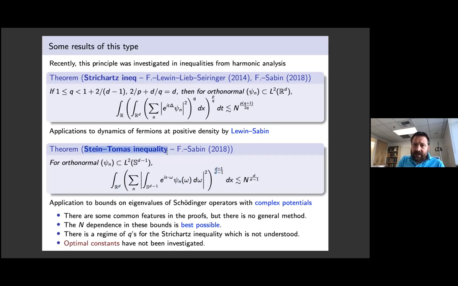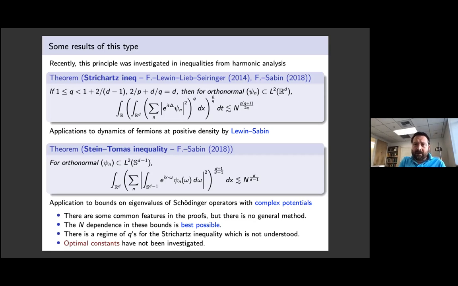And our theorem says, again, that you have a gain in the power. Naively, we would expect here a sum to the power d plus 1 divided by d minus 1 to be bounded by n to the d plus 1 divided by d minus 1. But you have a gain. You only need the exponent d over d minus 1.